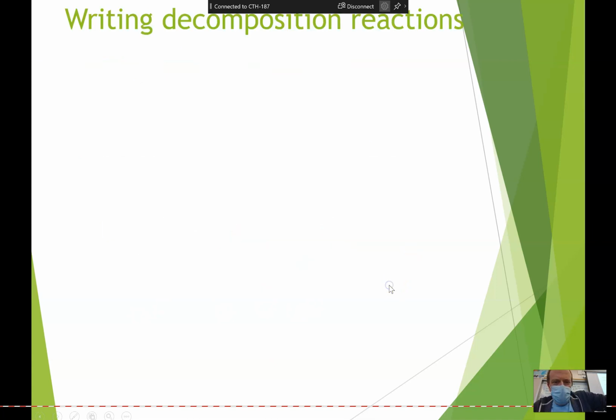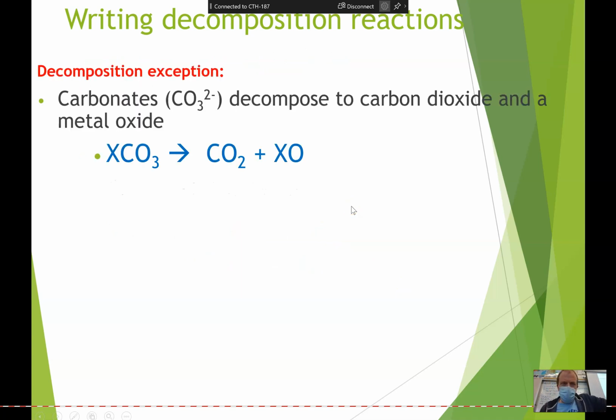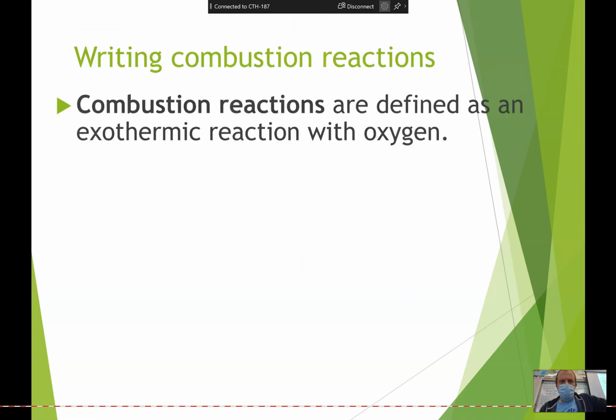So let's look at our last type that we're going to talk about today. So combustion reactions. Combustion is a fancy word for burning. It's defined as an exothermic reaction with oxygen, meaning giving off heat energy. That definition of combustion can encompass a lot of different things. Even something like rusting could fit into that definition, where you're reacting iron with oxygen to make iron oxide. But that's not the definition that we're going to use.